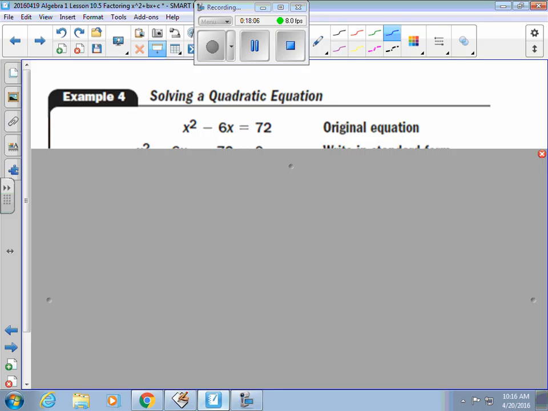The next thing is simple. It says solving a quadratic equation. We're given an equation instead of just an expression. It says x squared minus 6x is equal to 72. The first thing you want to do is write it in standard form.